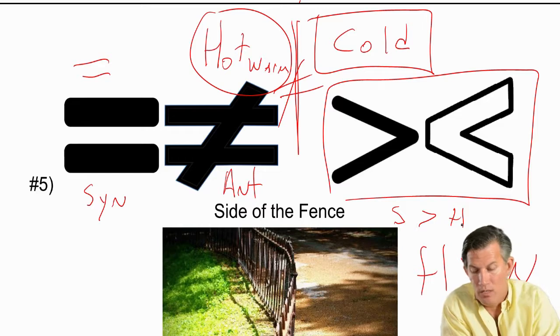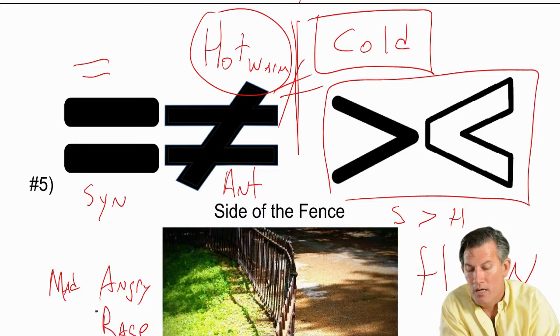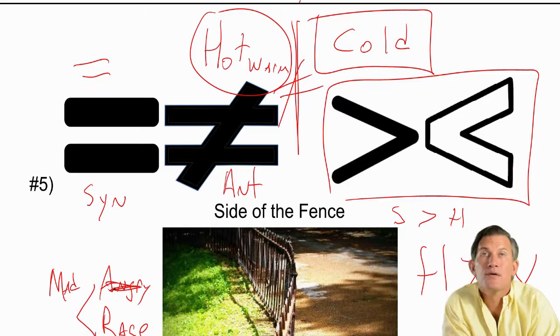Okay? And so think about this. If I'm mad, how's angry compared to that? Angry is here and mad is here. Which one's worse? I think angry, or how about let's go with mad and rage. Rage is greater than mad, isn't it?